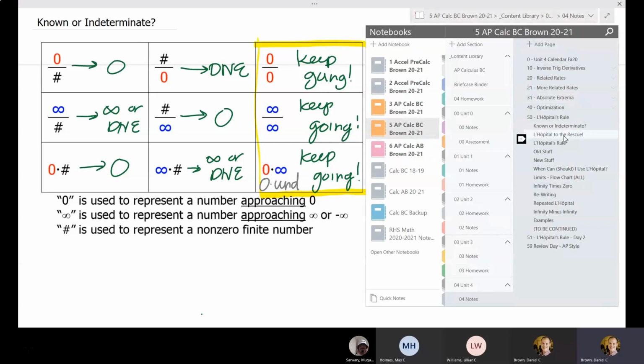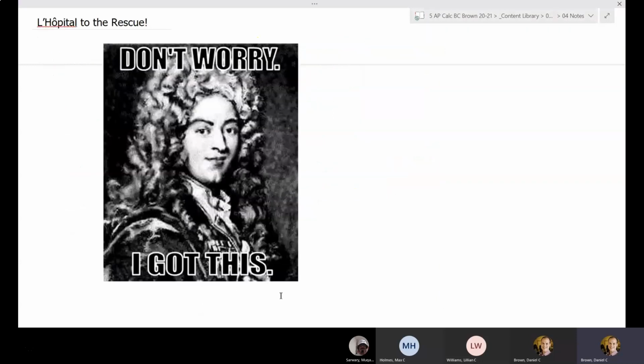So what does L'Hopital's rule state? There's Mr. L'Hopital. They all kind of look the same back then anyways. But I will say a little bit about L'Hopital's rule, some things that we have to be kind of careful with.